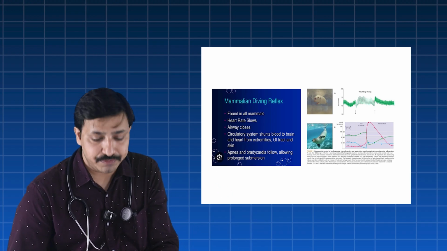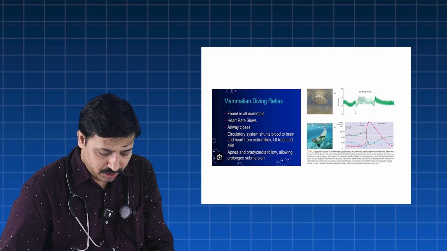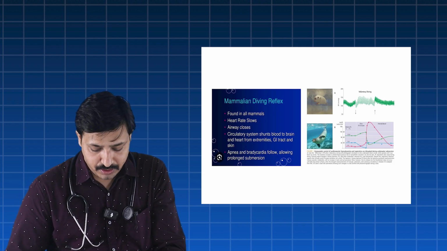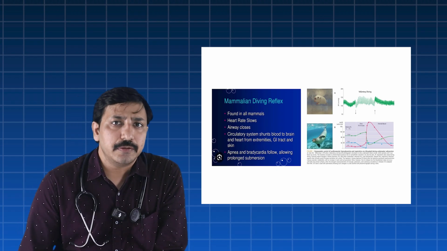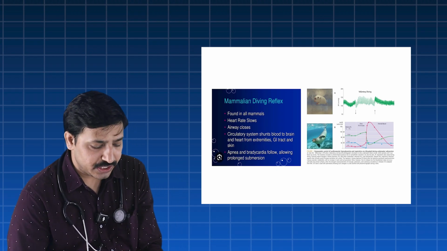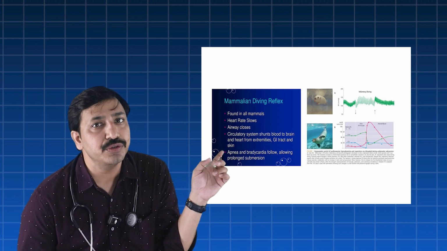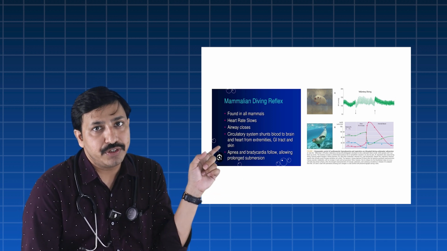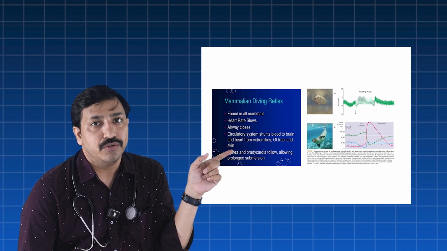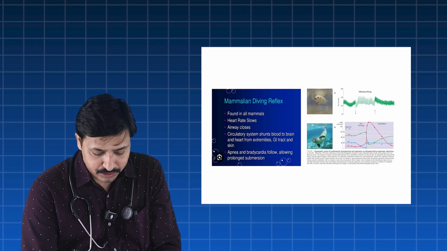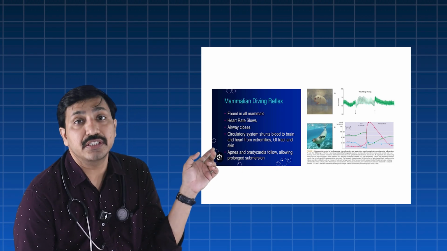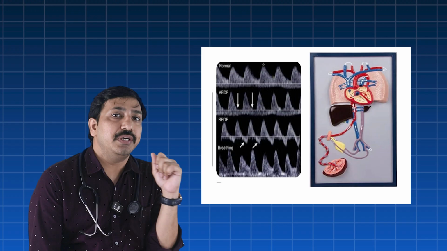How to identify that? The other waveform that we'll be seeing here is the ductus venosus Doppler. See, this is the ductus venosus Doppler. One minute, I'll be discussing this with the diving reflex. This will be discussed now.